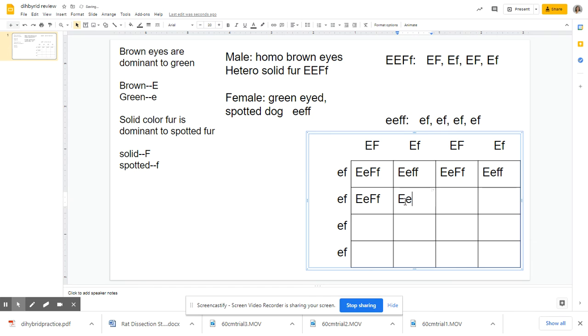Again, this time I have two lowercase f's. And here I've got a capital and a lower, capital and a lower. And here I have a capital lower and two lowercase f's. Okay, and then of course I would continue doing this until I finished up.